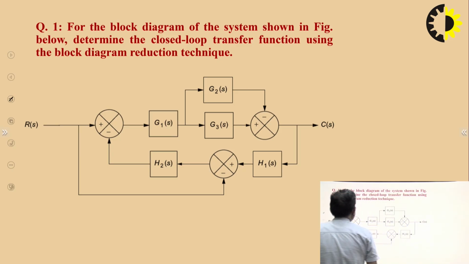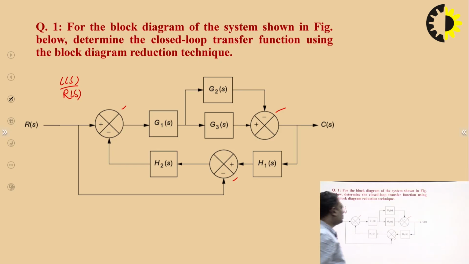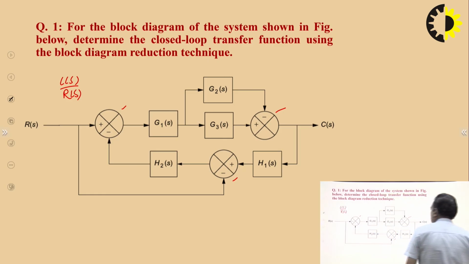Okay. So, you can see this is one summing point, this is another summing point, this is the third summing point, and we have forward path gains G1s, G2s and G3s, and feedback path gains H1s and H2s. Now, we have to obtain the CS by RS, or overall transfer function of the given system. Okay. So, now how can we solve this particular problem?